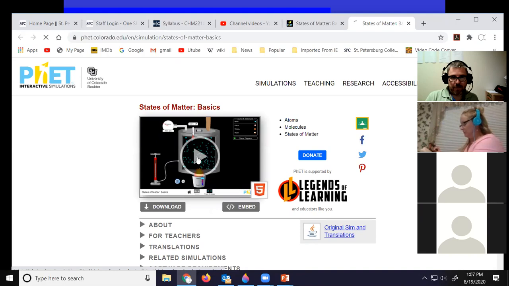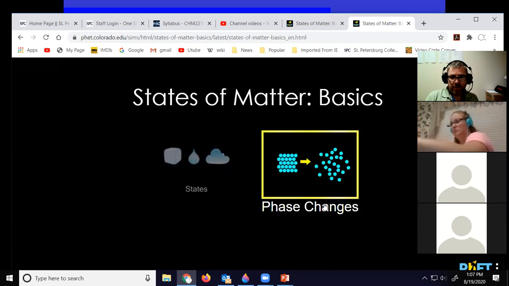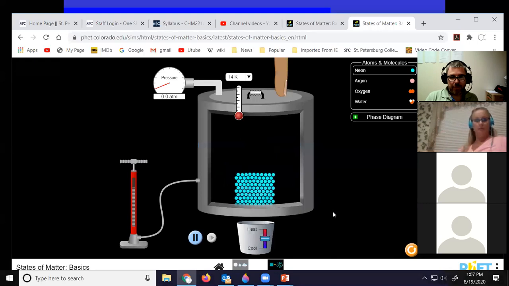I kind of like this. So this is on the PowerPoint, and you have access to it as well. Let's look at phase changes. So that is a solid, solid neon actually. You can see in the solid that everything's pretty well ordered, but there's still some movement, because we're not at 0 Kelvin. But let's look at what happens when we heat it up.